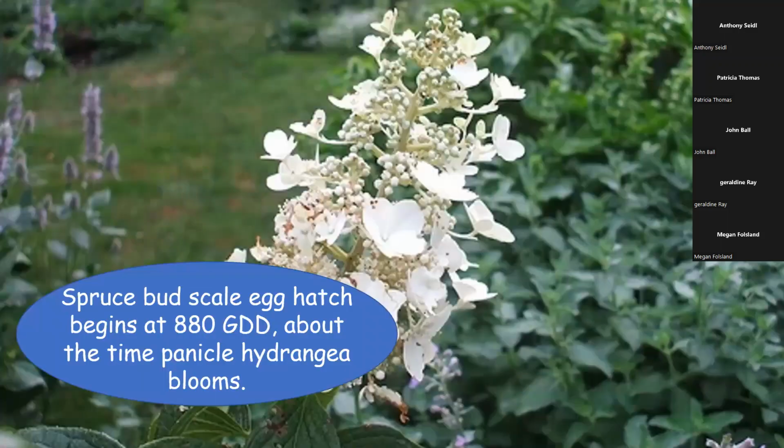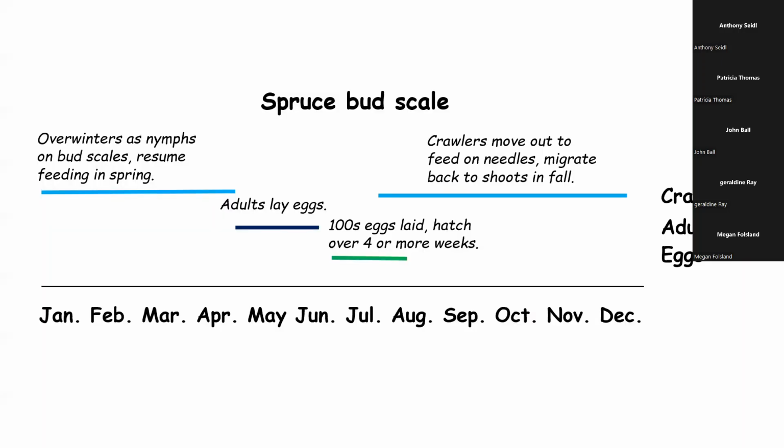There's the nymph. Like I said, they look like little pancakes as they're wandering about the place to find a place to feed. Now, the egg hatch here is later than a lot of the ones that we mentioned already, at about 880 growing degree days, which is about the time panicle hydrangea begins to bloom. And by that time, too, little leaf lindens are almost at full bloom. Just seeing a few flowers starting on the panicle hydrangeas. So again, we're coming up to that window for treatment here relatively soon in the state.